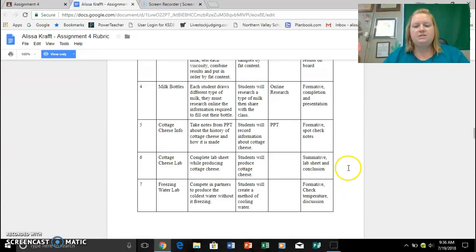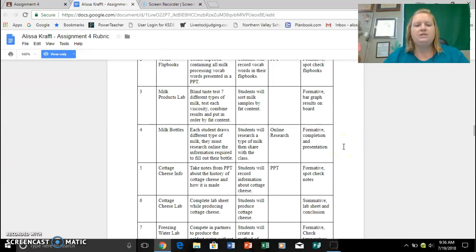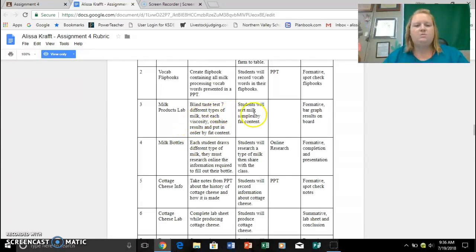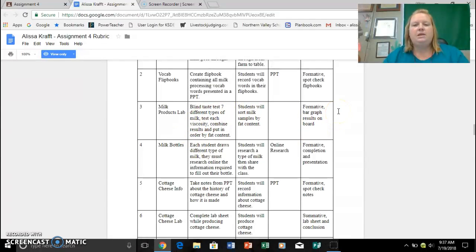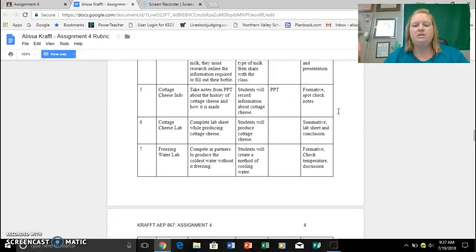Another question: do assessments show evidence of learning? My formative assessments are mostly to make sure that they've done the work. We do a bar graph here on this milk products lab, and that would show us results. For my summative assessments, like these lab sheets and conclusions, they have to write, did it work and why did it work? I think that really checks for understanding, because if they can't explain why it worked, they didn't learn. So yes, I do think my assessments show learning.